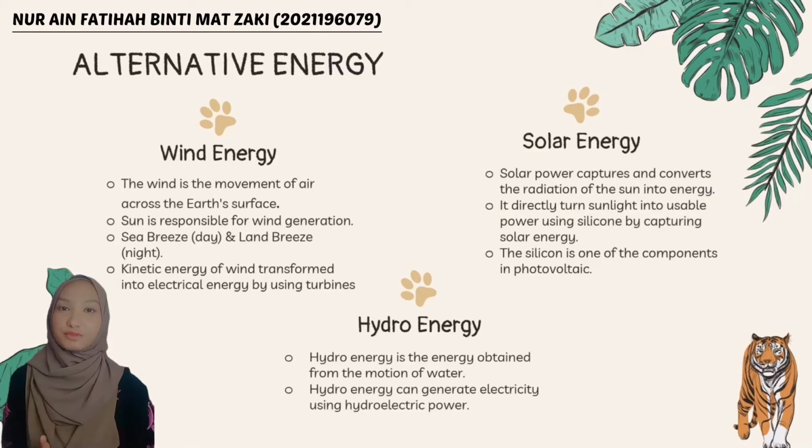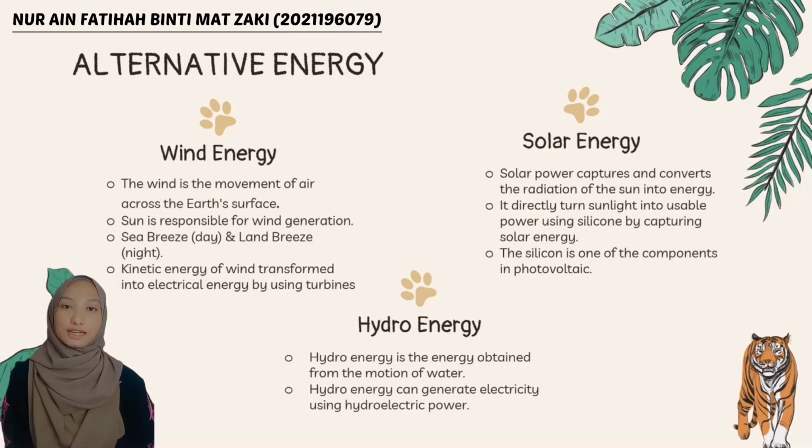So, how is wind energy converted into electrical power? Generally, the kinetic energy of the wind will be transformed into electrical energy by using turbines, and this will be discussed further later. The second type of alternative energy is solar energy.